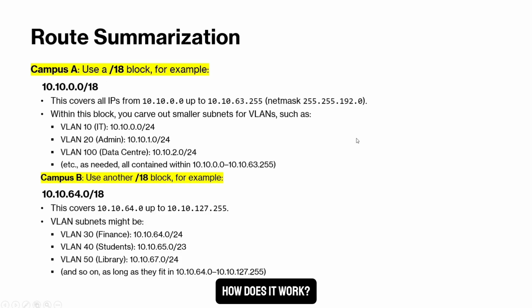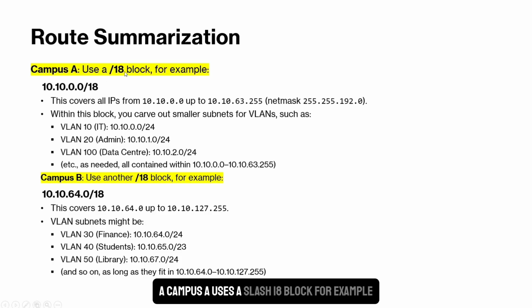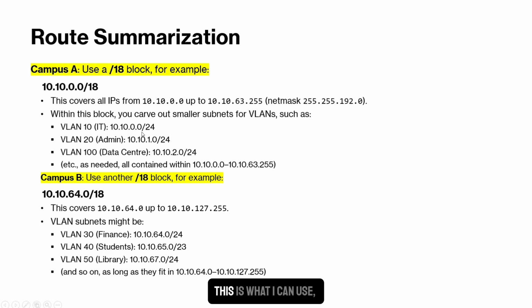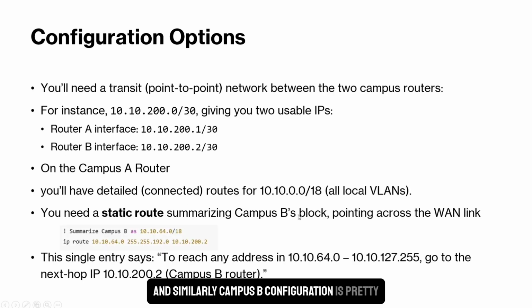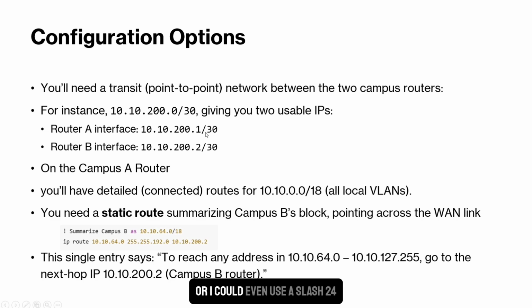How does it work? Campus A uses a /18 block, for example. This will cover all the IPs up to this, and it will send it across that way. This is what I can use. And similarly, campus B. Configuration is pretty simple. I'm not going to go over the configuration. And for the connection between the two routers, I can just use a /30 if I want, or I could even use a /24. Nobody's stopping me from doing that, but /30, why? Because I only need two IPs, right? I'm connecting from one point to another. That's about it here.